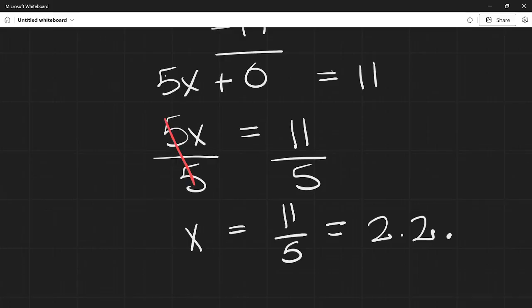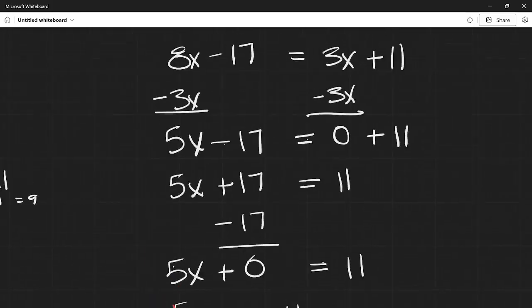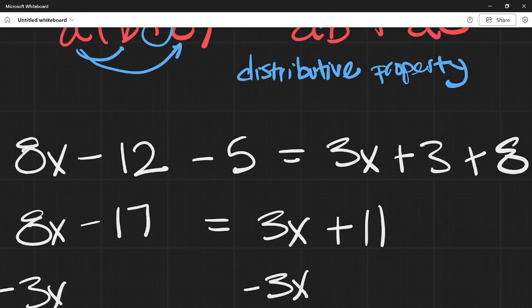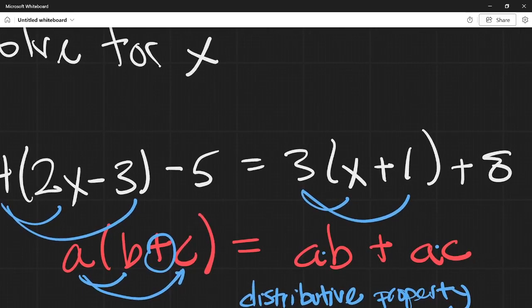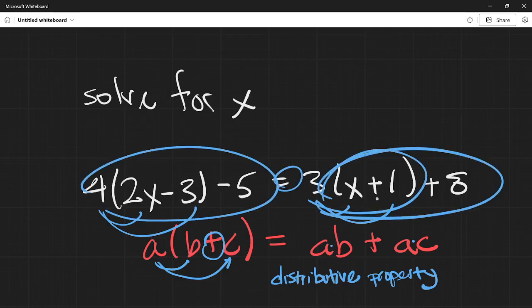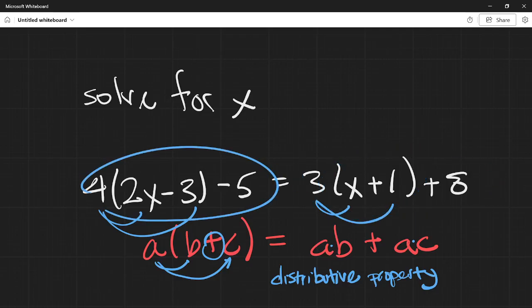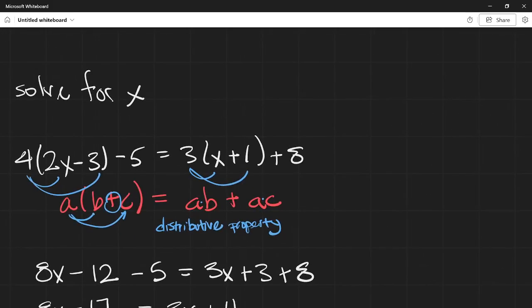And so if we're to plug this value of x, 11 fifths or 2.2, into this equation, and really our starting equation, this would be a true statement. This would be equal to this. So that's going to wrap up this video on solving linear equations.